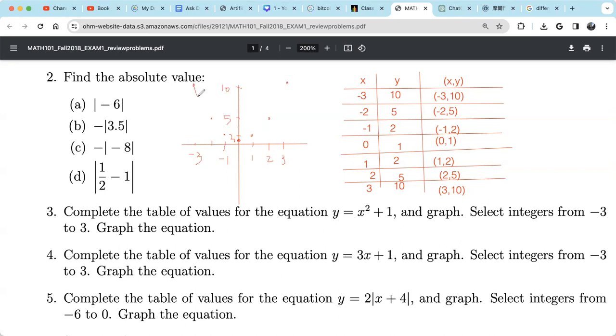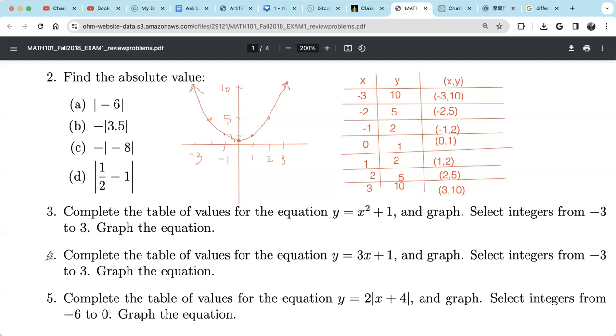So now let's graph. We graph it roundish, not a straight line. Quadratic. Then we indicate it with an arrow, which means it keeps going. That's it. That's the graph of this equation y equals x squared plus 1.